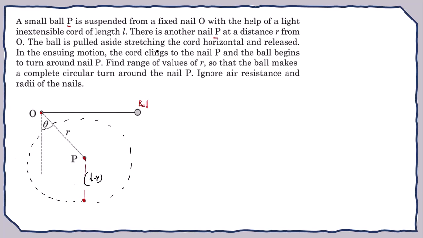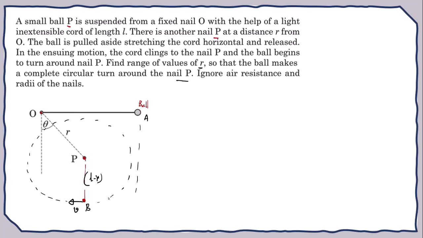Now, you are asked to calculate the range of values of small r. Small r is the position where the peg is being fixed, so that the ball makes a complete circular turn about the nail. Okay. In order to make the complete circular turn, I know that the velocity should be equal to root of 5gr at the bottommost position. So here, let us say the particle is getting a velocity of v. Initially the ball is at point A and finally the ball comes to point B.